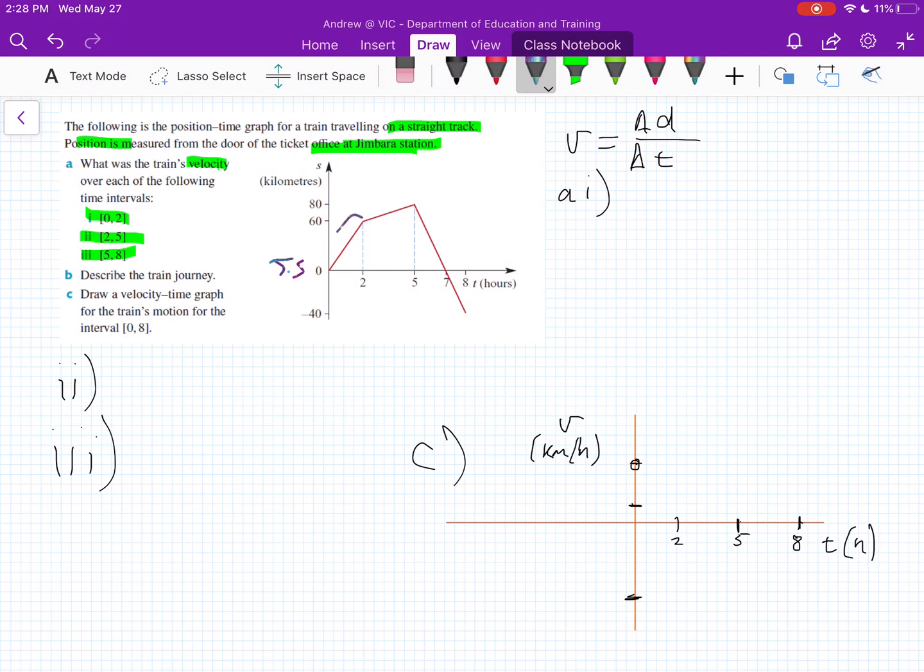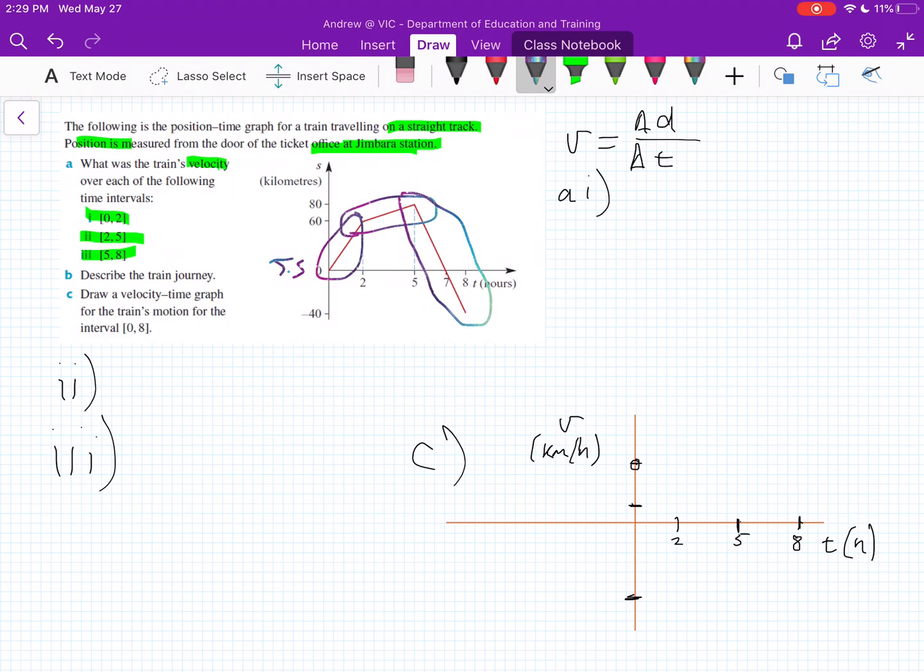First we've got 0 to 2 here. We then have 2 to 5, and then 5 to 8 here. So it's split up in your graph and they've given you all the start and end points for these. Velocity is the change in distance over the change in time.